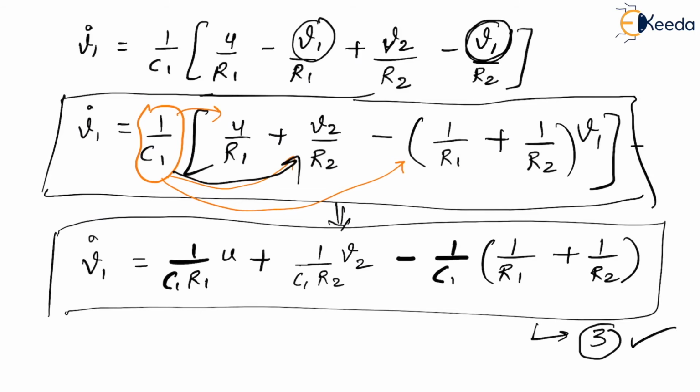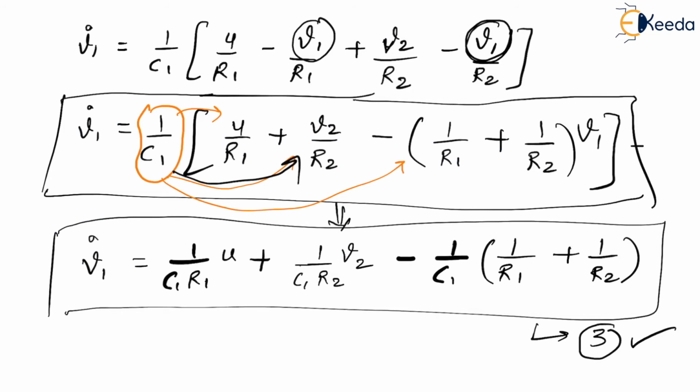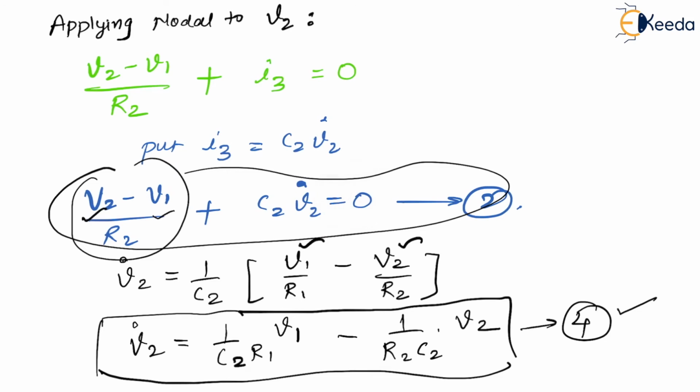So now I've got this equation 3 and this equation 4. Now let us combine 3 and 4 and see what we get. By the way, we have only got the equations for V1 and V2, so let us try to understand what will be the equation for the output.